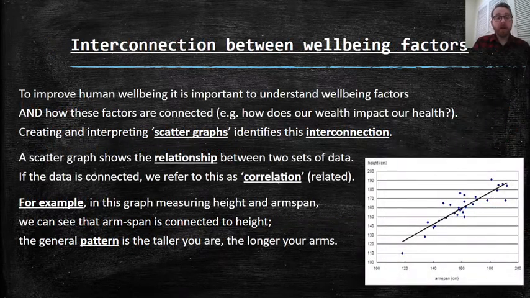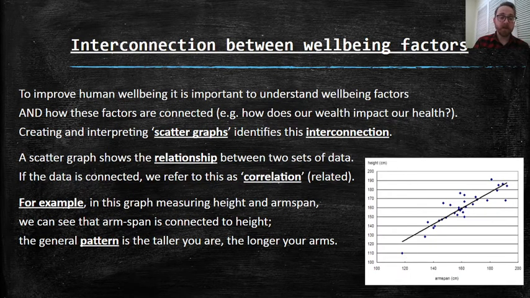To improve human well-being, which should be our ultimate goal really, to improve everyone's health and happiness, it is important to understand well-being factors, but also how these are connected to each other. So how does our health impact our wealth and vice versa? We can't improve our health, our life expectancy, if we don't understand the other well-being factors that are impacting it. Even if I give you a lot of medicine, if you don't have any money to afford food, you're not going to be healthy. So we need to understand the connections between well-being factors.